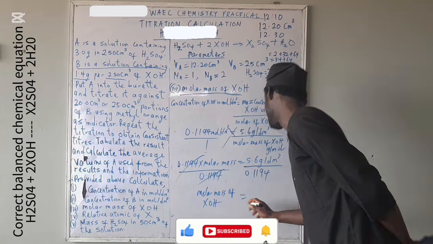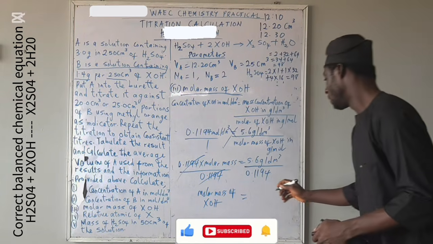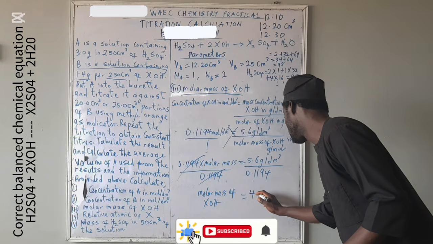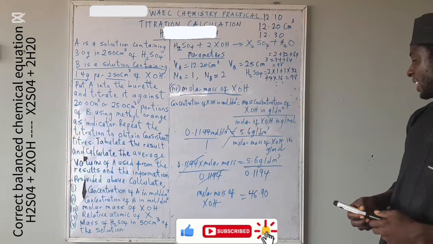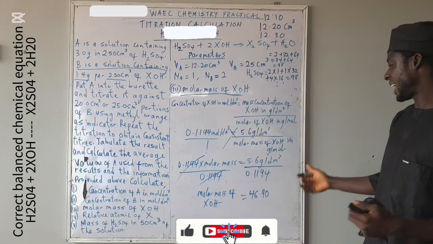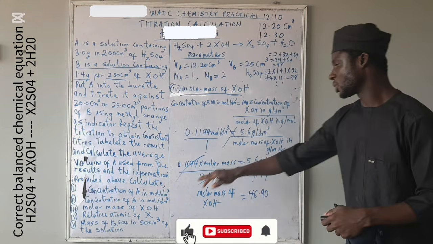SOH will be, let's use our calculator. Now after our calculation, we got 46.90. That is our answer. Now we have gotten our molar mass of SOH. So let's go to the next question.